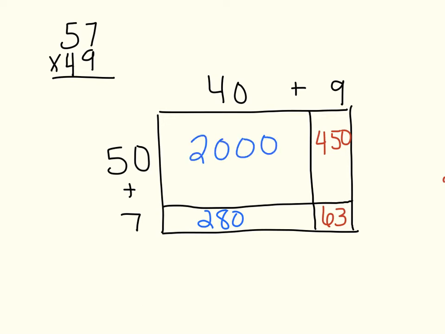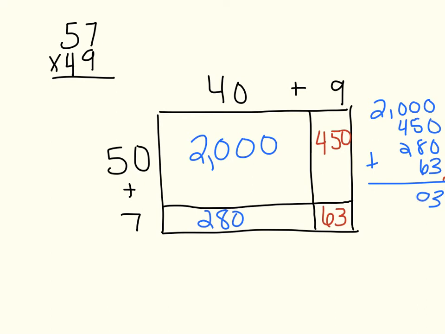Now all I have to do is add up my products, the partial products, 2,000 plus 450 plus 280 and 63, and that gives me a total of 3, and then I have 13 plus 6 is 19. Carry the one, I have 7 in the next column, and 2,793.